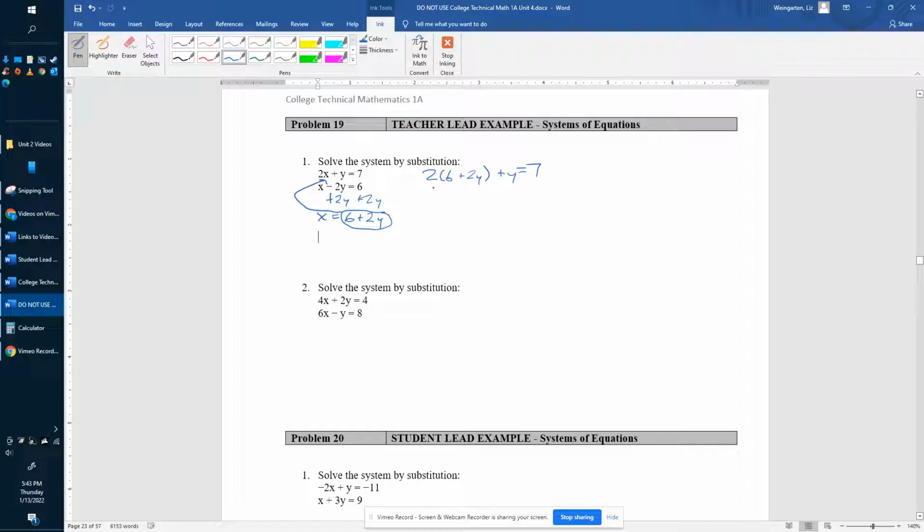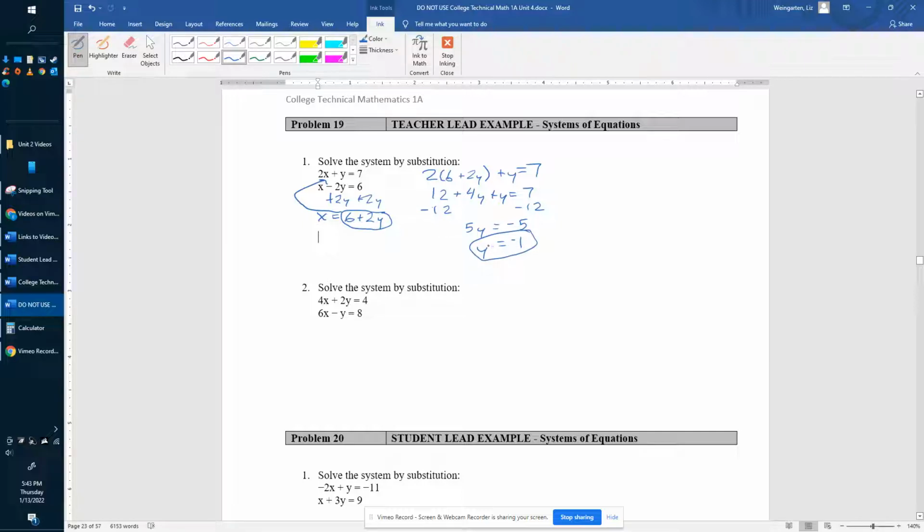We'll distribute, we get 12 plus 4y plus y equals 7. Subtract 12 from both sides. We'll combine these like terms as well. We get 5y equals negative 5. Divide both sides by 5, and we get y equals negative 1.